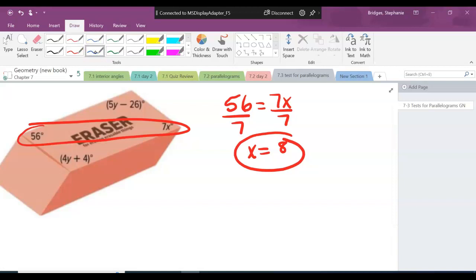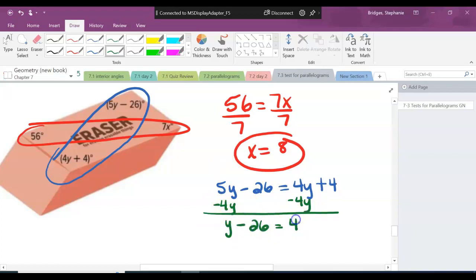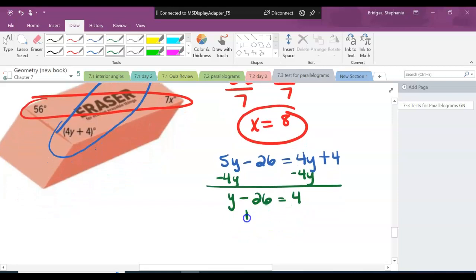What about these other two angles? They're opposite each other as well, so that means they are also congruent. So I'm going to set 5y minus 26 equal to 4y plus 4. Your equation could be backwards than mine. It doesn't matter as long as you get the same thing for y. I'm subtracting my 4y over. And then I'm going to add my 26. And what did you guys get for y?